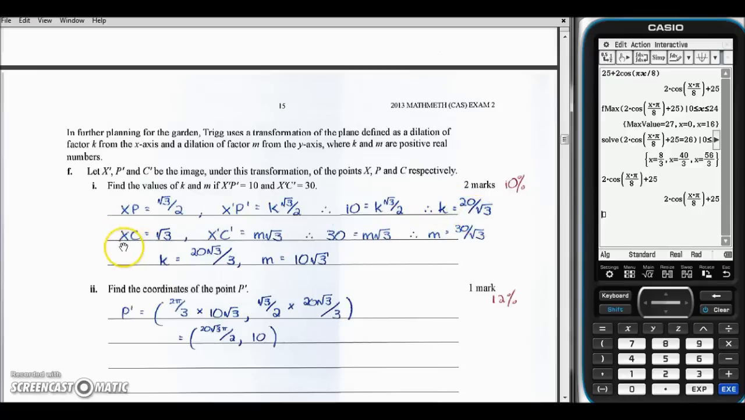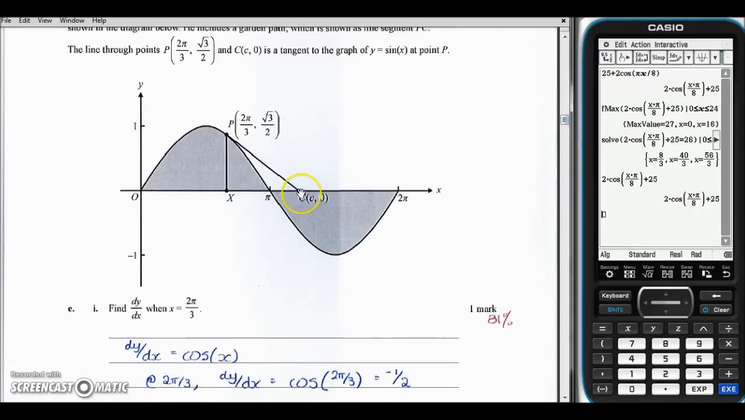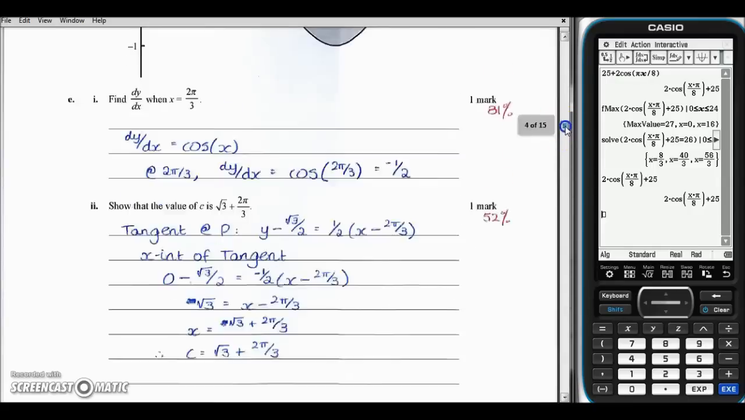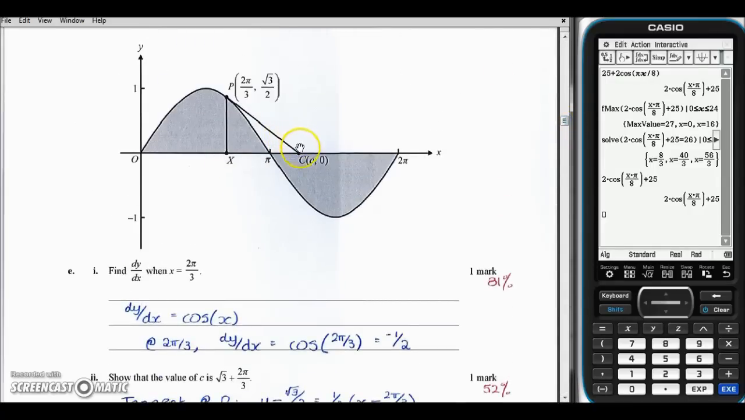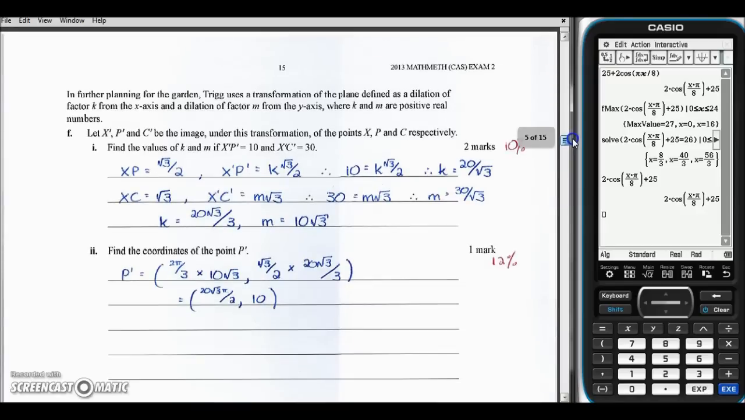We do a similar kind of thing with xc. Now the distance between x and c at the moment, c we found out was root 3 plus 2 pi on 3, so the distance between 2 pi on 3 and root 3 plus 2 pi on 3 is root 3. So that length there is root 3, and then if we are dilating by a factor of m, then the distance between x prime and c prime will be m times root 3, and we know that it's 30, so solve for m, you get 30 on root 3. Okay, which gives you the answer.